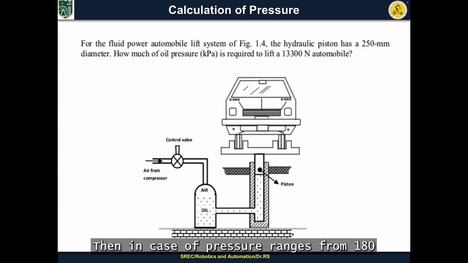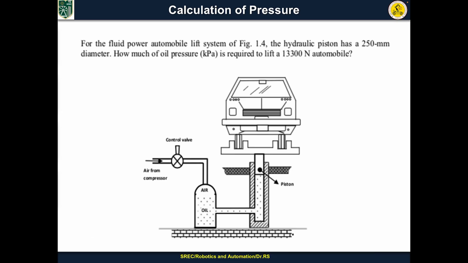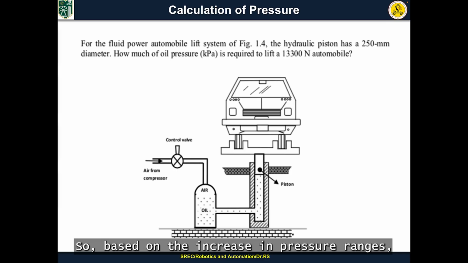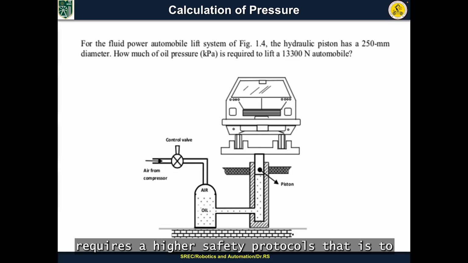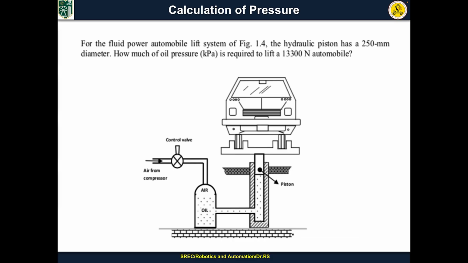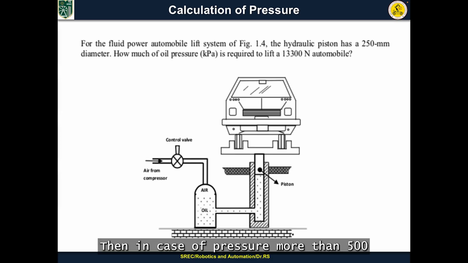Then in case of pressure ranges from 180 to 250 bar, the factor of safety should be 4 and above. So based on the increase in pressure ranges, we have to increase the factor of safety also, because the systems being developed require higher safety protocols if the pressure is more than 300 bar. Then in case of pressure more than 500 or 600 bar, the factor of safety is again increased to even 6 to 10, so that a higher safety level is maintained in all hydraulic systems.